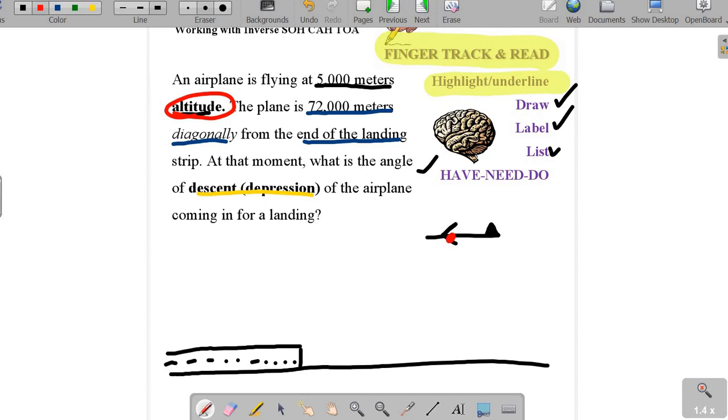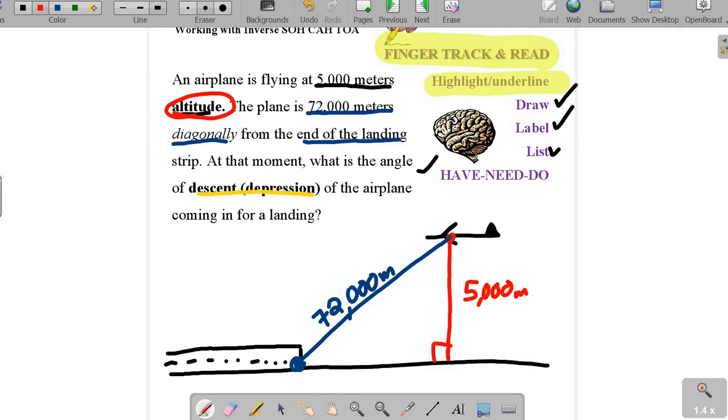Altitude is always at a right angle to the ground. So that's 5,000. And then we have a 72,000 diagonal distance here. 72,000 meters, and this is meters. You're looking for the angle of depression.